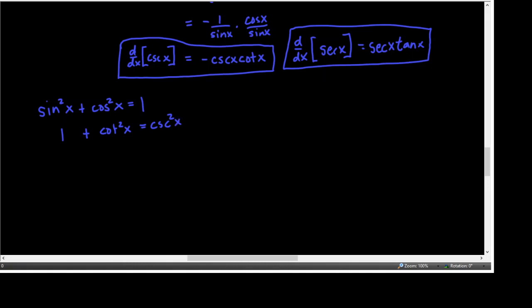Alternatively, I could have divided the original Pythagorean identity on both sides by cosine squared x. So sine squared x divided by cosine squared x is tangent squared x. Cosine squared x divided by cosine squared x is 1. And 1 divided by cosine squared x is secant squared x. So those are the 3 Pythagorean identities, just in case you need them for anything.